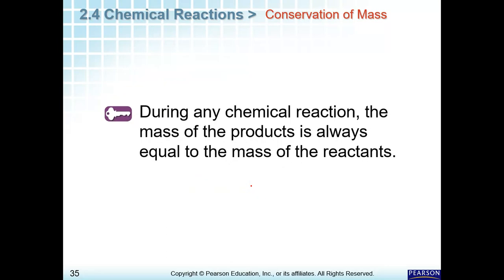Here it says during any chemical reaction, the mass of the products is always going to be equal to the mass of the reactants. So that means if my reactants started at 50 grams, my products also must be 50 grams. You can even have, let's say, 10 grams of one reactant plus another reactant that's 10 grams, plus another reactant that's 30 grams, and this still equals 50 grams. Again, they still equal the same amount.